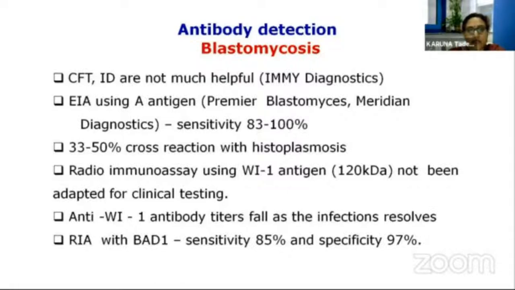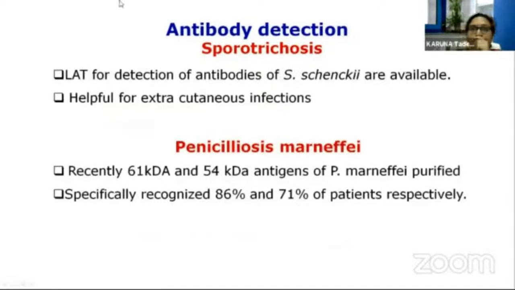So anti-WI1 antibody titers fall as the infection resolves. It was thought of as a good thing for the prognostic significance, or good for prognosis of the case. Then radioimmunoassay with BAD1, sensitivity around 85% and specificity around 97%.